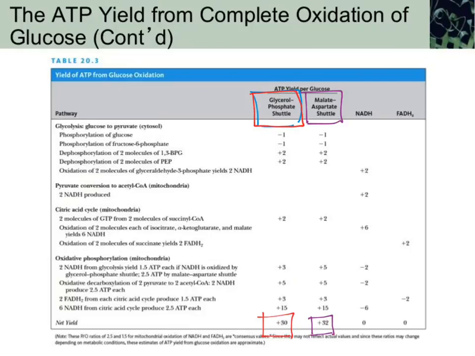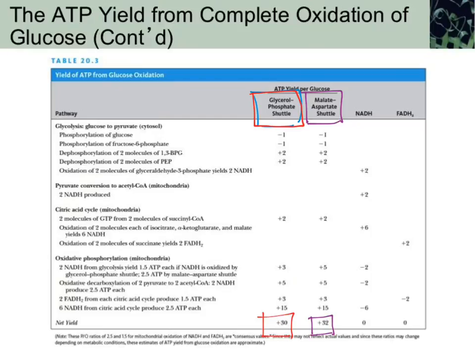So which one is used more? Used more is a little bit of a hard question to answer. Which one produces more energy? That's a straightforward question. The one that produces more energy is going to be your malate aspartate shuttle. That's going to get you 32. If you follow the glycerol phosphate shuttle, you get 30.